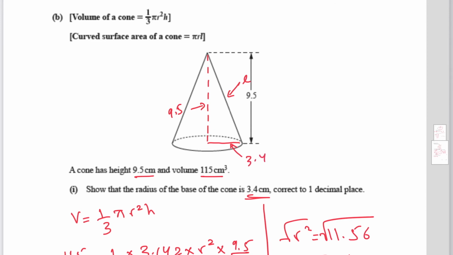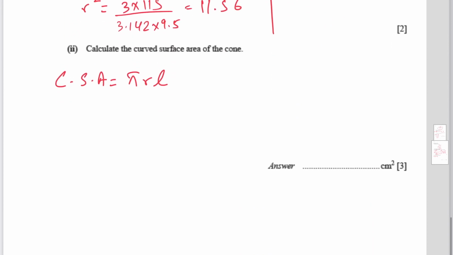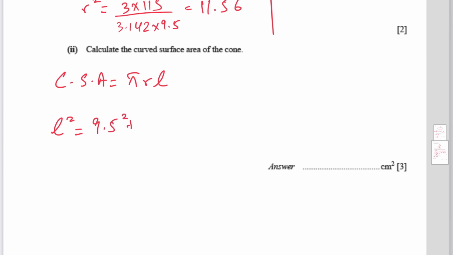Let's first find the slant height by using the Pythagoras theorem. How do we do that? So L square, since it's the hypotenuse, is equal to 9.5 squared plus 3.4 squared. Let's plug in these values, 9.5 squared plus 3.4 squared gives us 101.81. So L, you find the square root on both sides, would be equal to 10.1 centimeters.